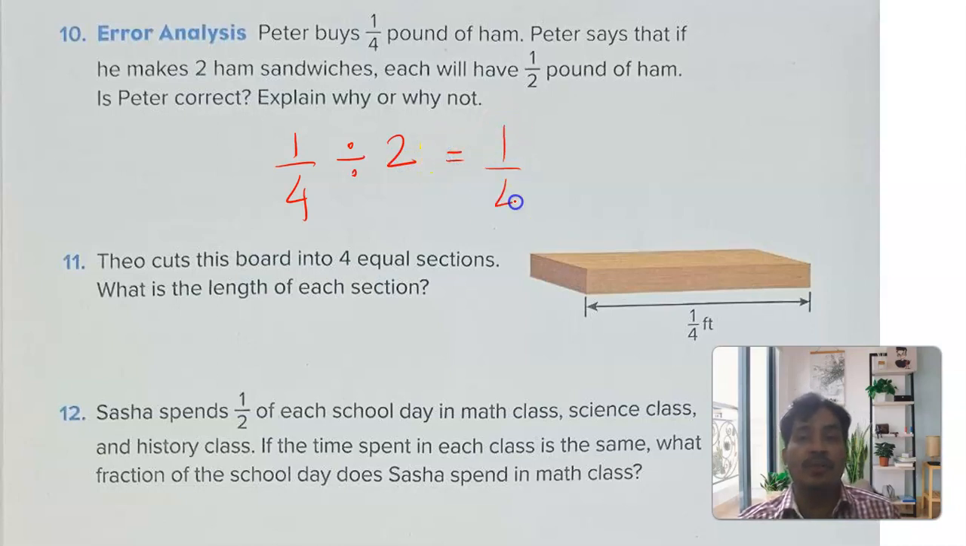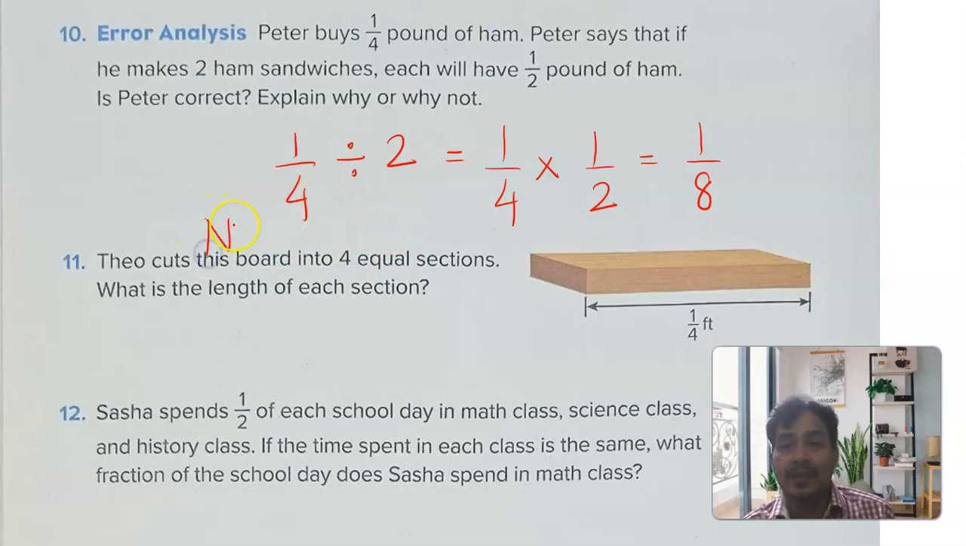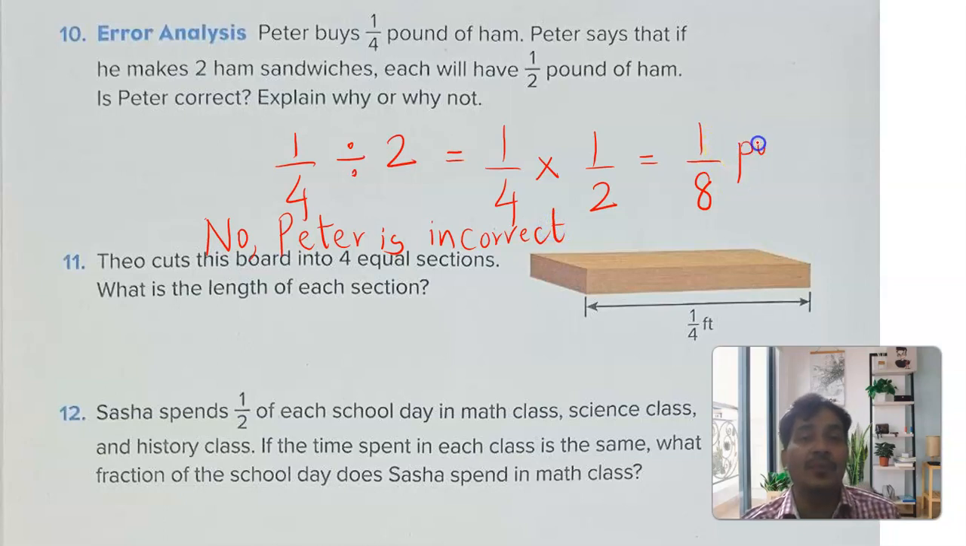So when you solve this, you get 1/4, keep, change, and flip strategy. You will get 1/8. So each sandwich will have 1/8 pound of ham. So is Peter correct? No, Peter is not correct, he is incorrect, because each sandwich will have 1/8 pound of ham. Okay, is that clear? Let's look at the next one.